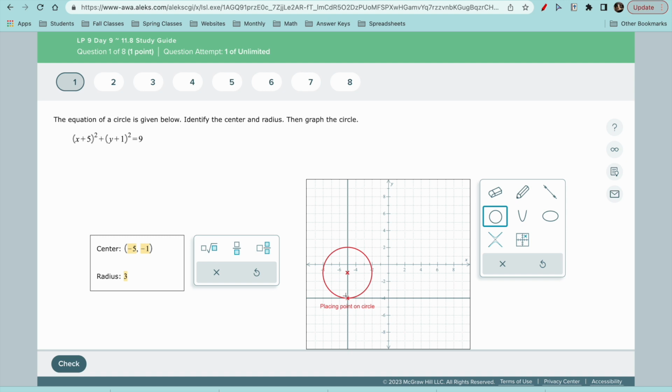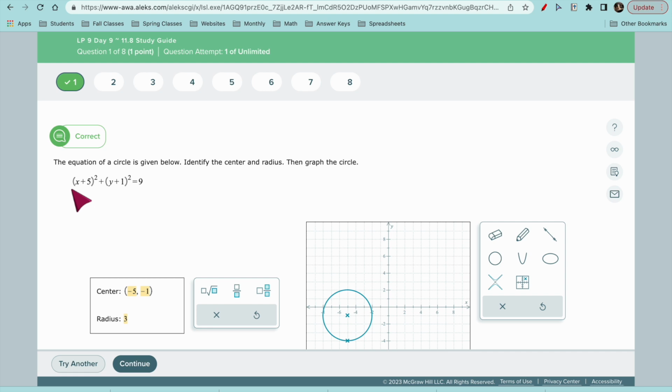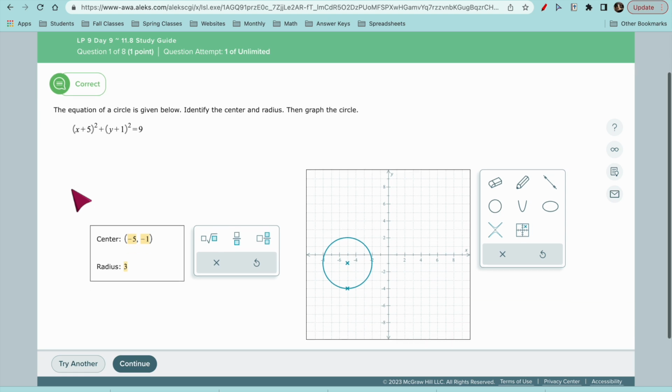Now you notice it keeps following me around because I haven't clicked yet. As soon as I click, now it's solid and I can move my mouse away without changing the circle, and I can go ahead and click check, and I should be good to go there. So that's what it looks like on Alex.